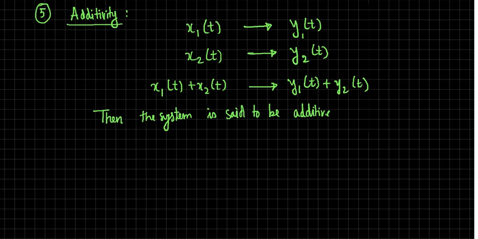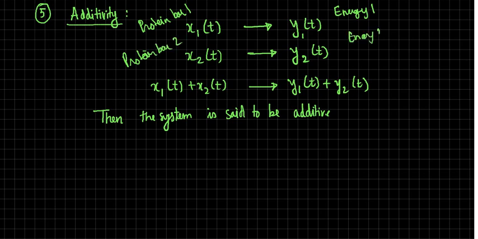If you give individual inputs, say for example, you eat one protein bar and you get some energy, and if you eat another protein bar, you get some energy. If you eat both of them, you get double the energy, right? I mean, that is what it means. If that happens, then the system is said to be additive.